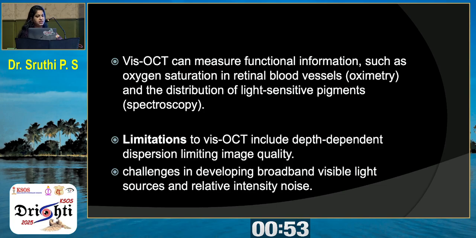but currently it is used to measure information such as oxygen saturation in retinal blood vessels, and also the distribution of light-sensitive pigment, that is spectroscopy. But the limitations are that it has a depth-dependent dispersion of the light, thus decreasing the image quality, and also challenges in developing broadband visible light sources and the relative intensity noise associated with it.